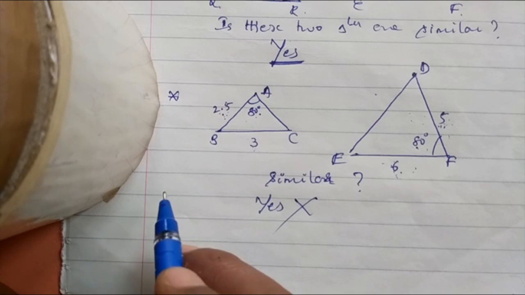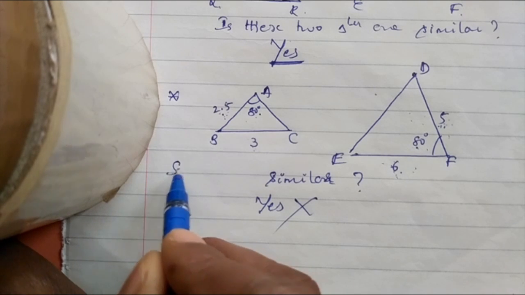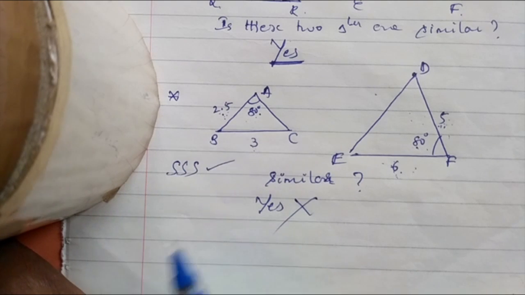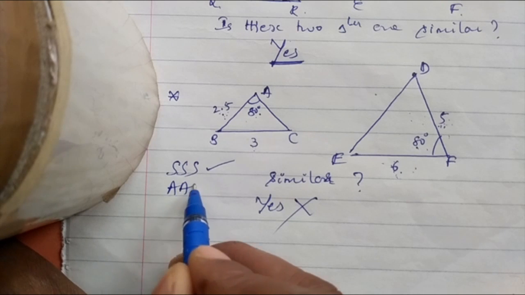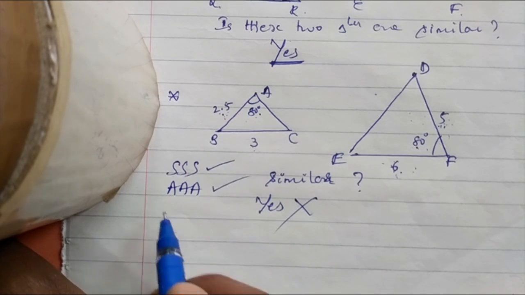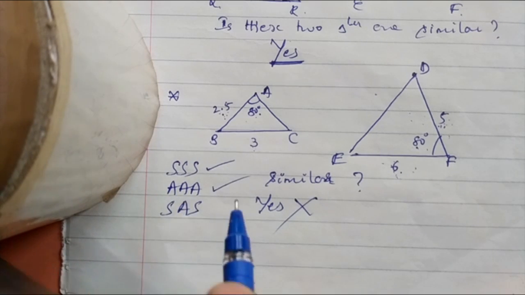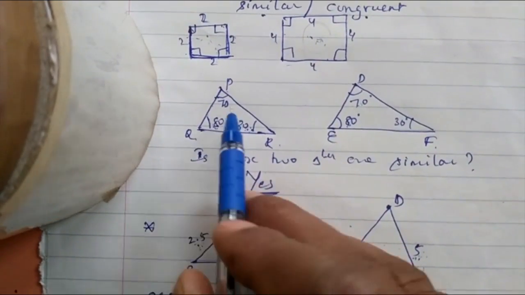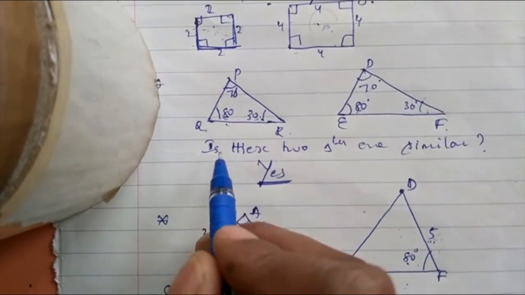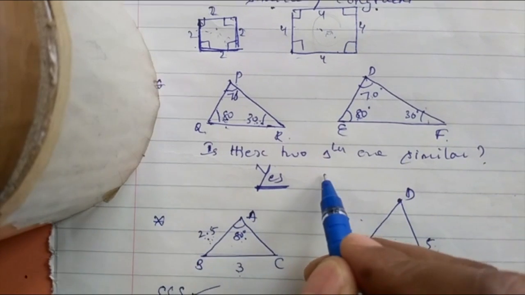There are three criteria. Yes, three sides are in proportion, yes, triangles are similar. Three angles are equal, yes, it is equal. Two sides and one angle. Look at the last problem, all the three angles are equal. So these two triangles are similar by what criteria?